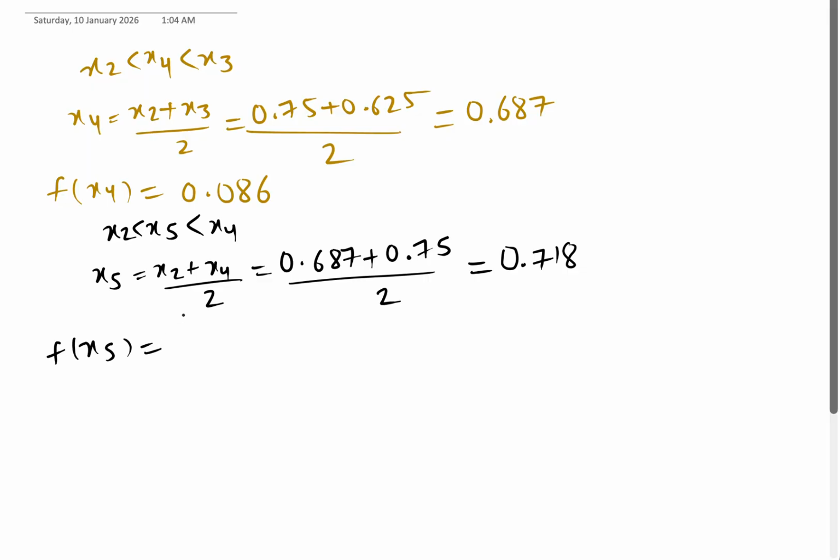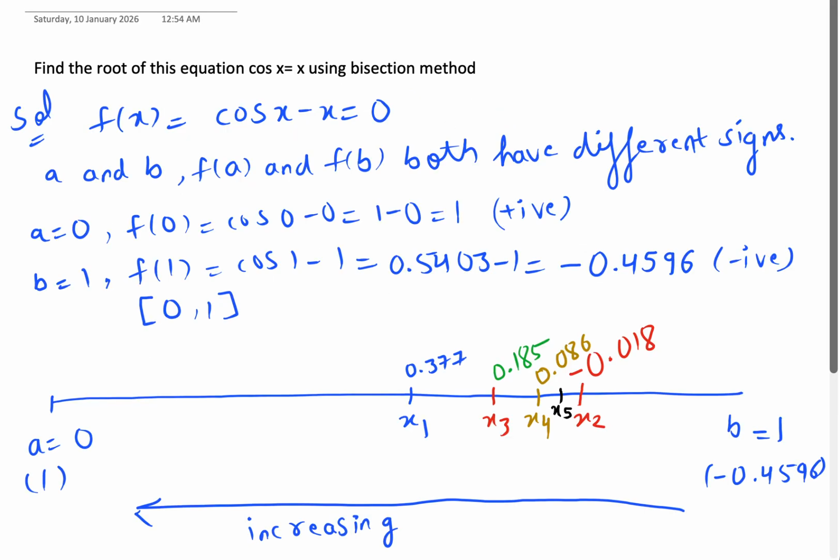f of x5 will be cos of 0.718 minus 0.718. It's 0.035. We need to still go further because I want at least these two places to be 0. So we need to calculate like 0.035. Firstly I'll write here x5, I'm writing here 0.035 we have got. So now where will the 0 be?